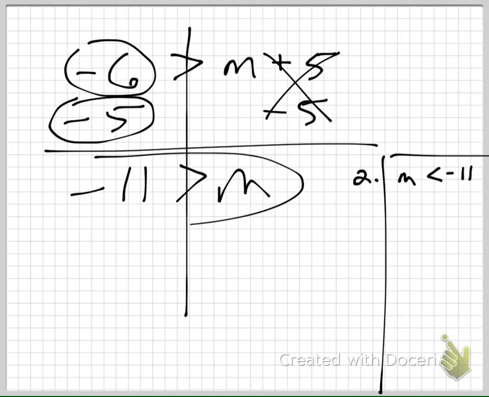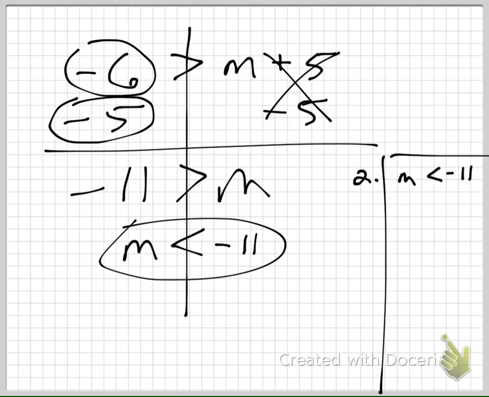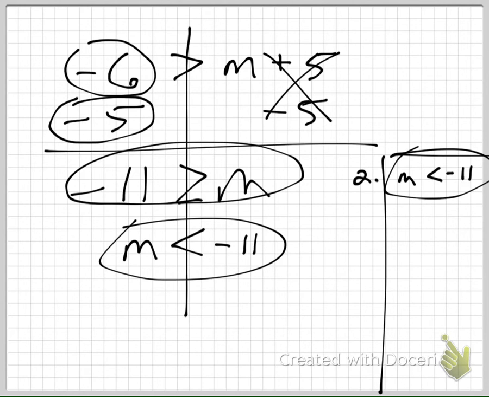Does that make sense? It has to follow the sign, right? When I flip it, it's going to go M is less than negative 11. It's okay that you leave it like this in your work. When you put it in your answer column, you have to write it from left to right. Variable is on the left. But you read it from the variable's point of view.